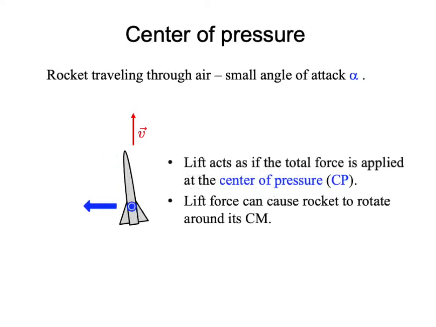But in fact, all of that lift acts as if the total lift force is applied at a particular point, the center of pressure, which is like the center of gravity for the weight of the object. And so it's as if all of the lift force is acting at this one point, the center of pressure. This means that, depending on where the center of pressure is, the lift force can cause the rocket to rotate about its center of mass.